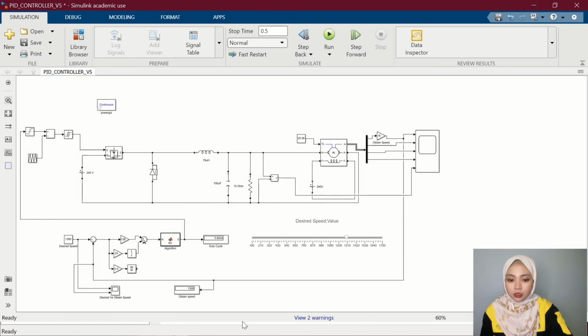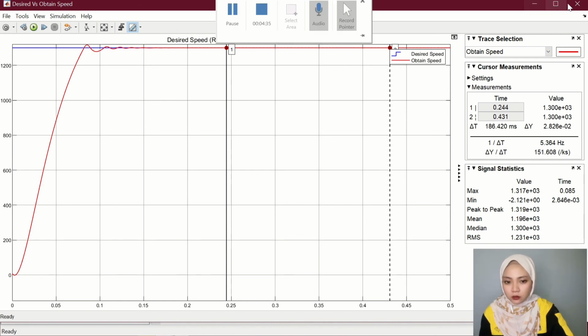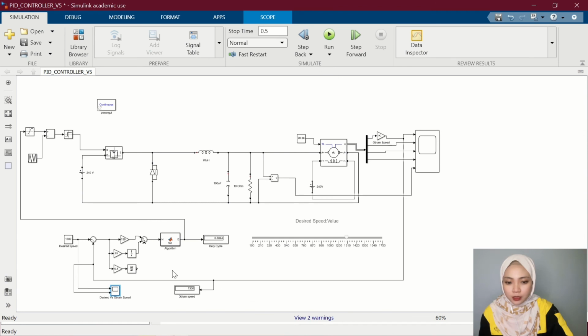Okay, so the result obtained. The obtained speed for the steady state is 1300, exactly the same as the desired speed. But as you can see here, there is a little overshoot and the settling time is not nice. So we proceed to D, derivative gain.